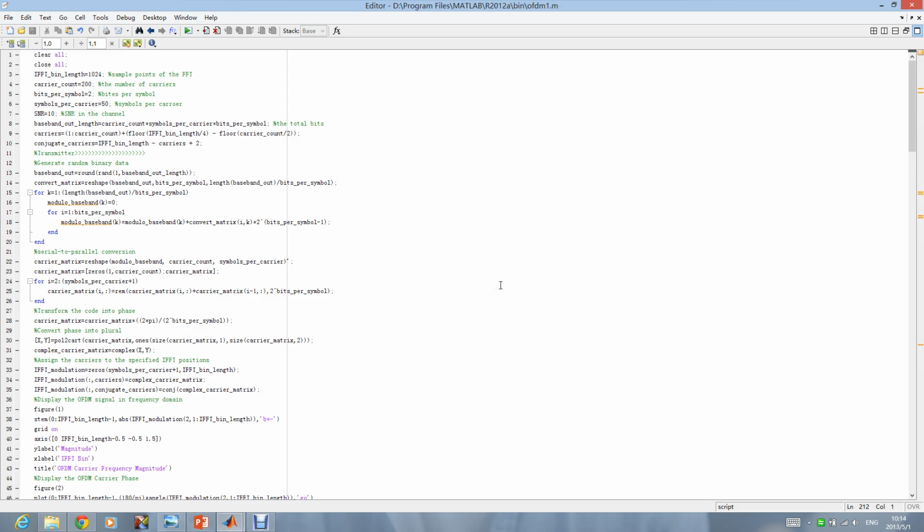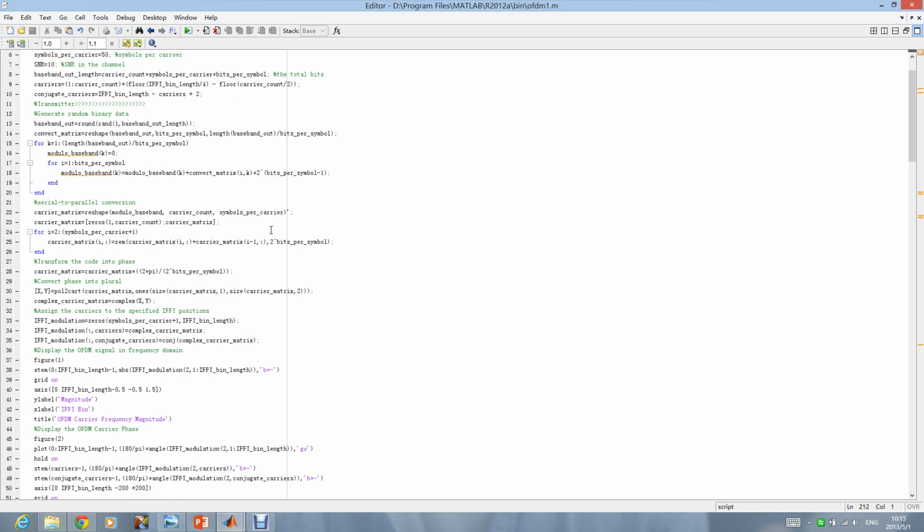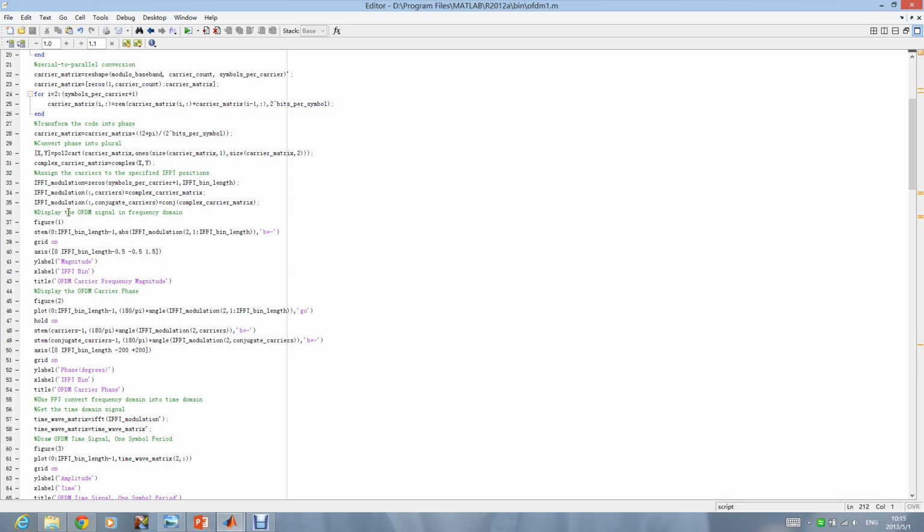We can see some key parameters in this OFDM system, like the number of subcarriers is 200, and the sample points of the FFT is 1024. Bits per sample is 2, and the samples per carrier is 20, and then the signal to noise ratio is 10 dB. Here we can see which images have been displayed. Here we display the OFDM carrier frequency magnitude.